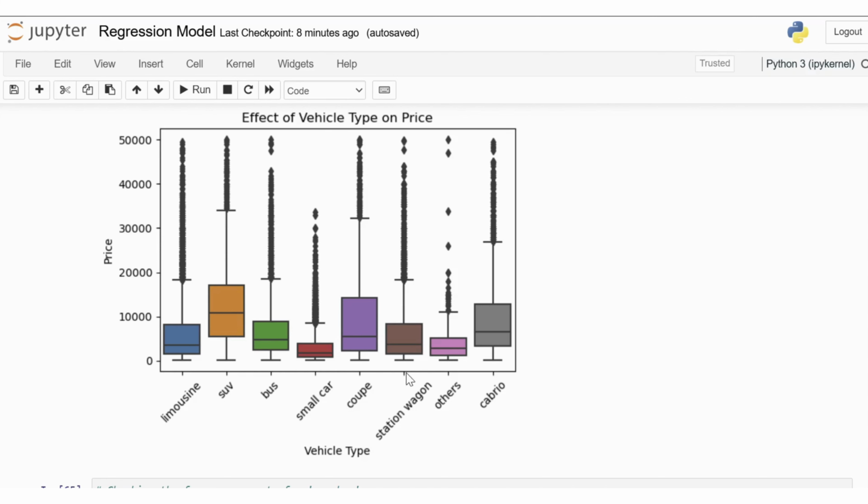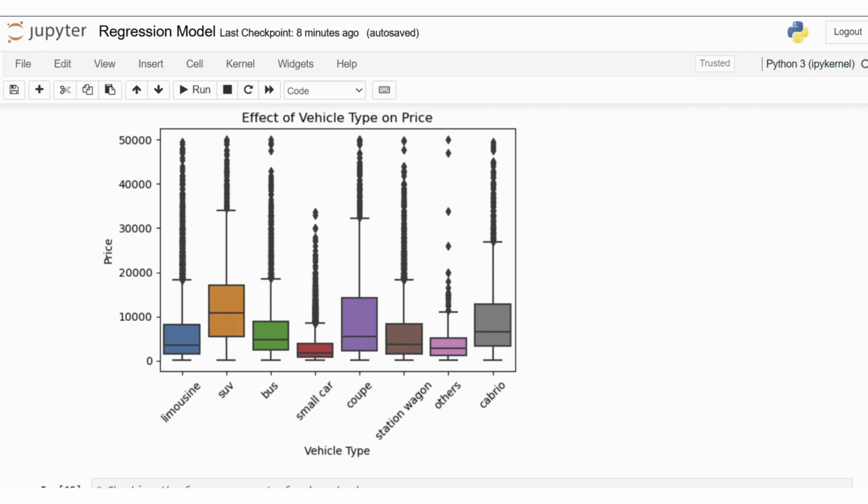The station wagon vehicle type is similar to coupes in terms of price range. The median price is mid-range, and there are outliers indicating higher-priced station wagons. The others category has a wide range of prices. The median price is relatively low, and there are outliers indicating some cars in this category are priced much higher.